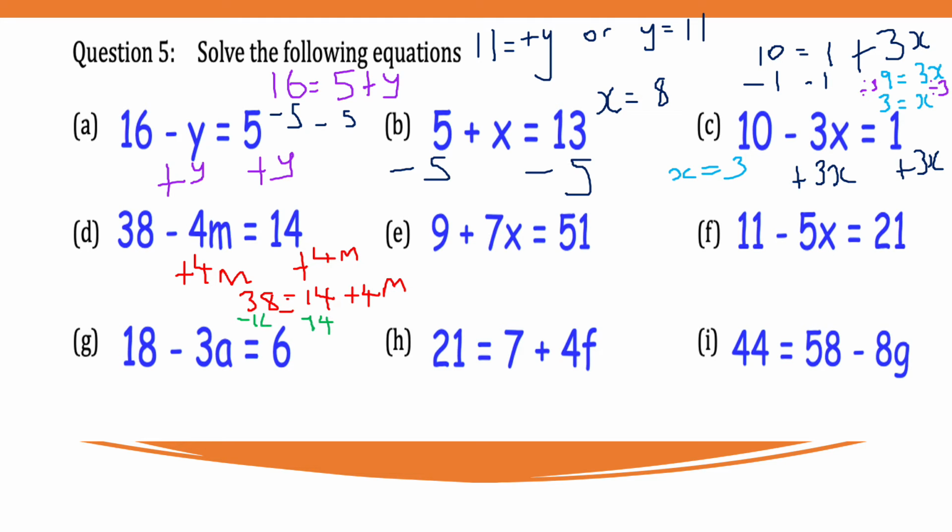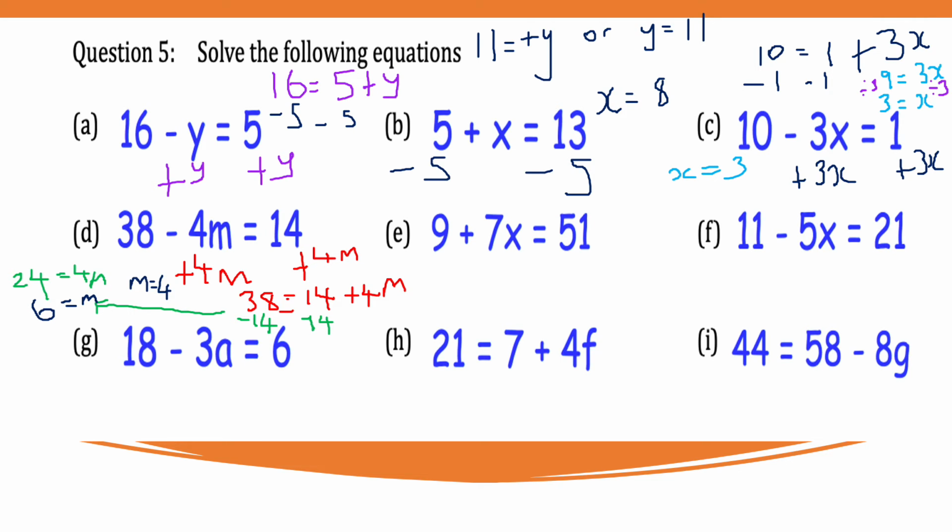38 minus 14, we should know to be 24. Okay, so I'll try and put it here actually so I have a bit more space. I'll put a little arrow here. So 24 is equal to positive 4m, or just 4m. Dividing both sides by 4, I'm going to get that m is equal to 24 divided by 4, which is 6. 6 times 4 is 24. So m is equal to 4 for that one.